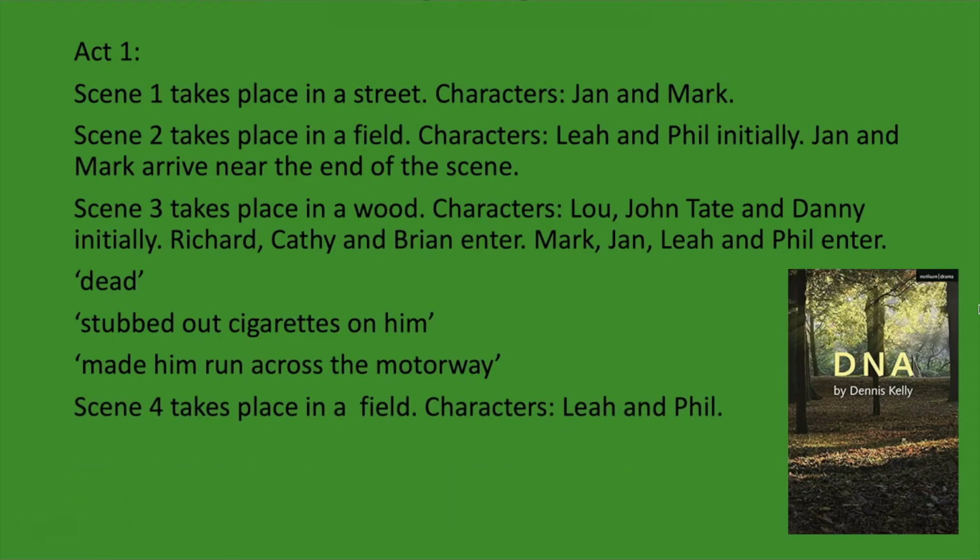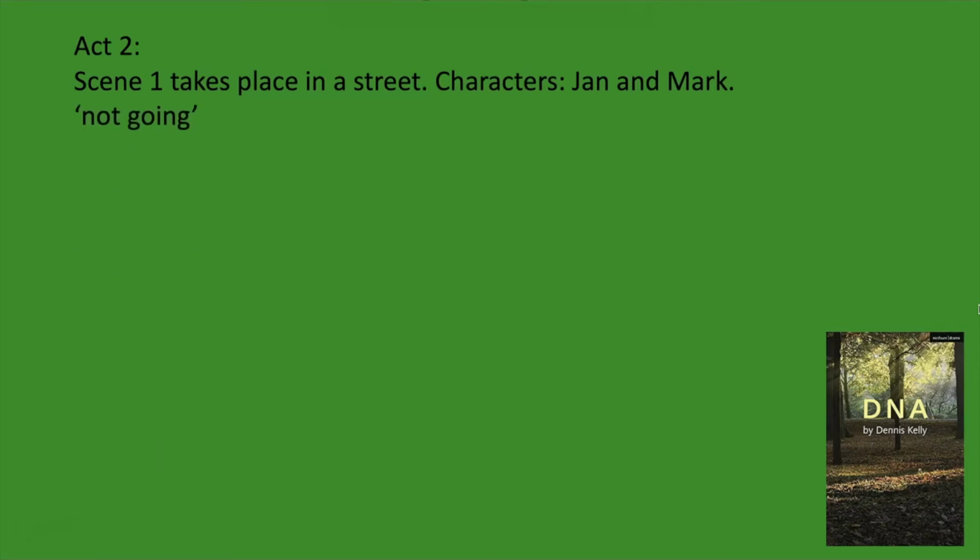Scene 4 takes place in a field. The characters involved are Leah and Phil. Leah talks to Phil about how bonobos are our nearest relative. Phil remains silent throughout, eating a bag of crisps. Act 2, Scene 1 takes place in a street. The characters are Jan and Mark. Jan and Mark discuss how someone is not going. We later learn they're talking about Brian, who is refusing to go to the police station.